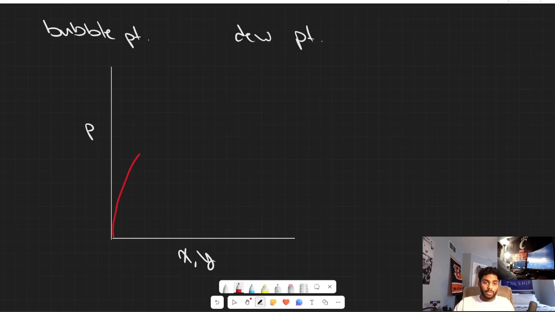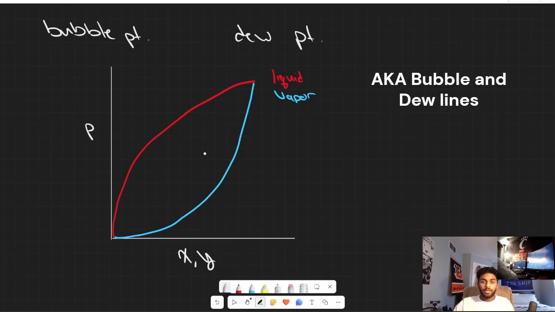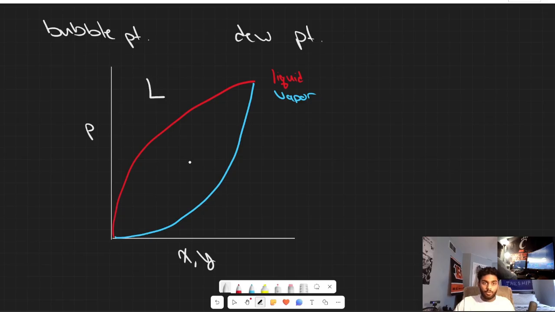Our vapor-liquid equilibrium graph might look something like this, where anything above this red line is called the liquid line. This blue line will be the vapor line. So anything above this liquid line at the higher pressures is going to be, of course, our liquid. And anything at these lower pressures is going to be our vapor. And everything in between is our vapor-liquid equilibrium.